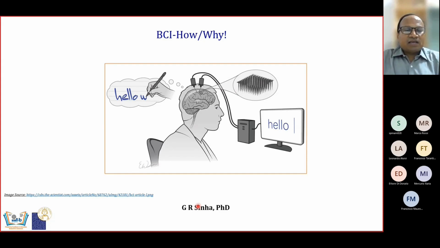Today's agenda is again brain-computer interface, how and why. We are going to talk about how BCI works, and why BCI is very, very useful in the present time.